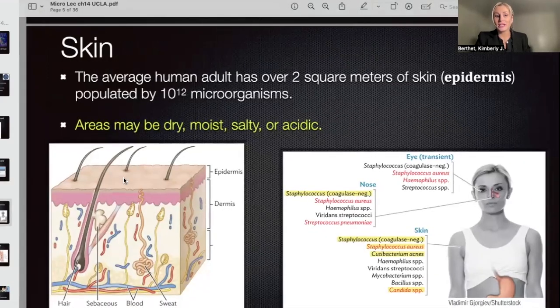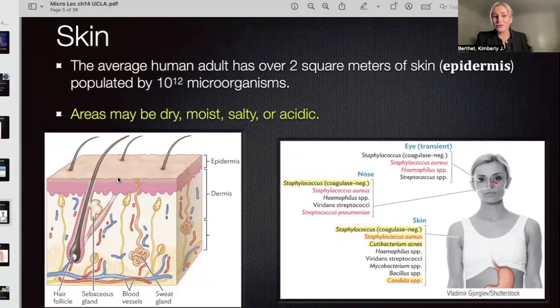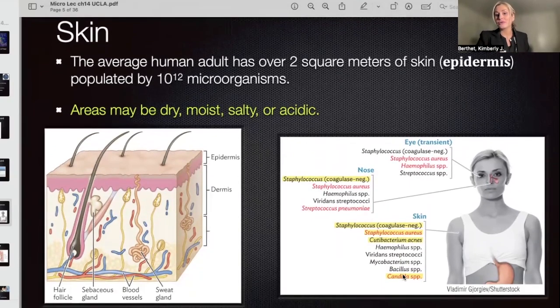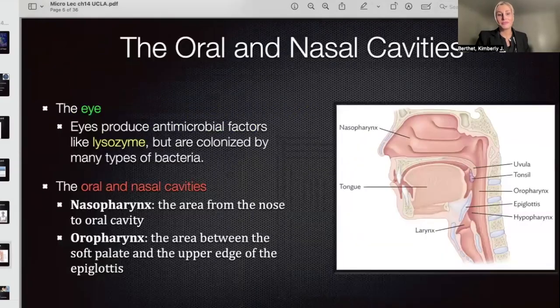So let's look at the skin. Again, the skin has different microenvironments within itself. A lot of them can be salty due to sweat glands. They can be acidic, and they can be moist or dry, depending on what kind of environment we're looking at. We could see 10 to the 12th microorganisms populating our skin. So our skin is over 2 meters. It's a very, very large organ in our body, and it's very diverse. And the habitat, again, is diverse and supports different microorganisms because of that diversity.